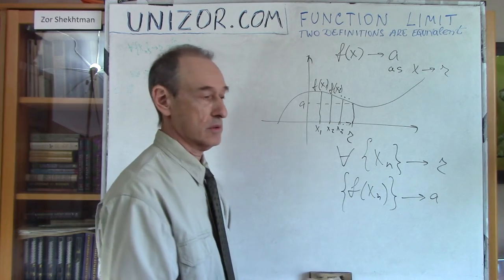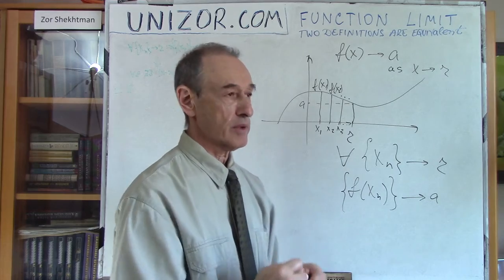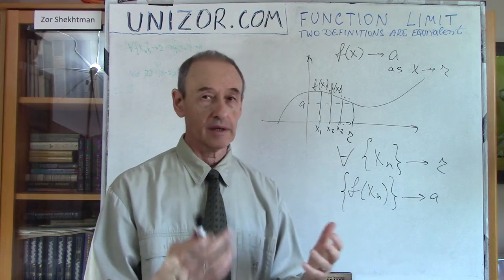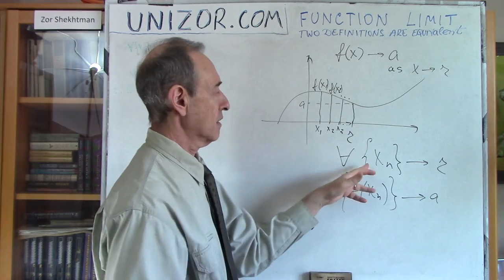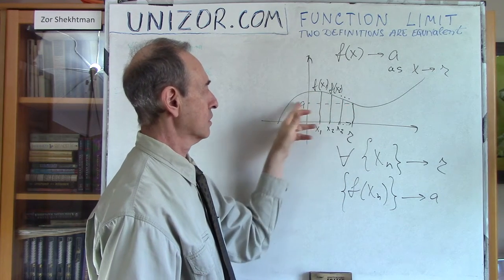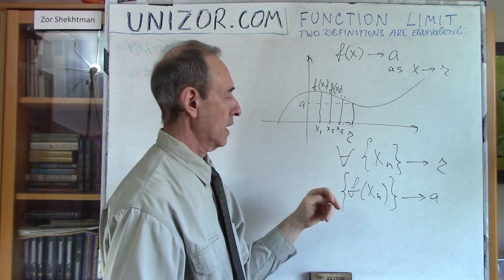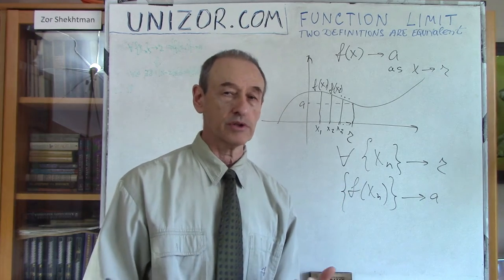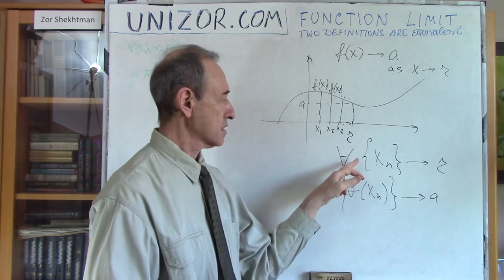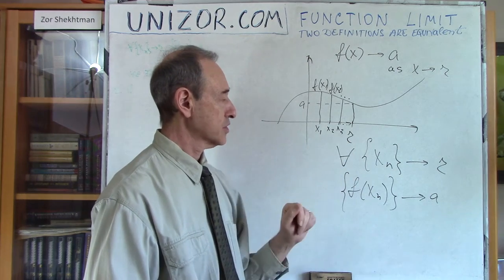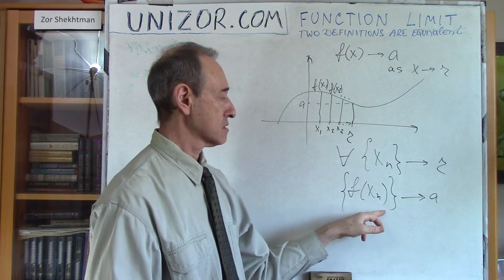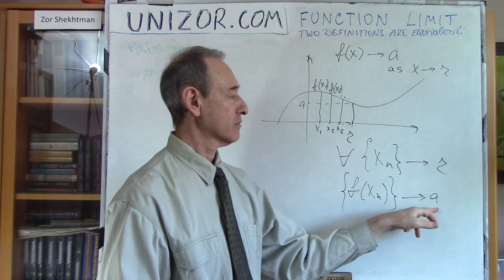Now, by the way, the good thing about this definition is that it's very, I would say, human-like. It's natural. You see immediately that the x is moving towards r, f is supposed to move towards a, and that seems to be corresponding to our intuitive understanding of what actually the limit is. And this important detail about any sequence which converges to R should really cause the corresponding sequence of the function values to converge to A.